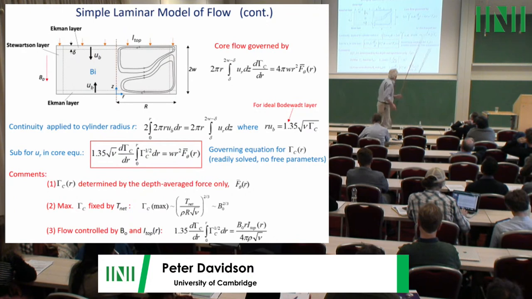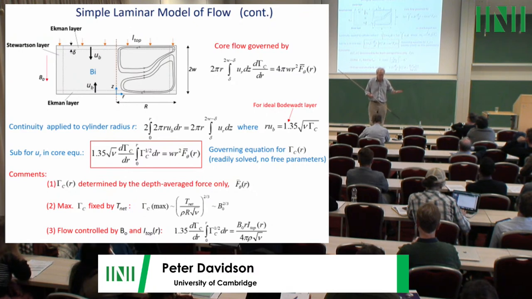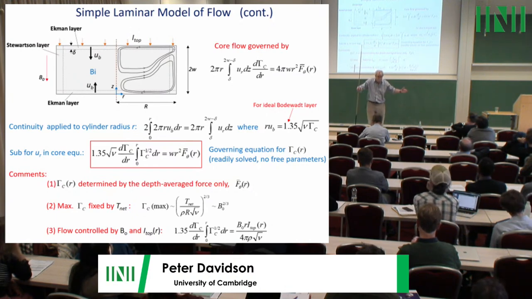And then there's a miracle. I know what ub is. Well, at least I know what ub is for an ideal Ekman layer. An ideal Ekman layer is an Ekman layer on an infinite disk, with rigid body rotation above that infinite disk. And in that situation, I know that ub is 1.35, just a number, root nu times gamma c.